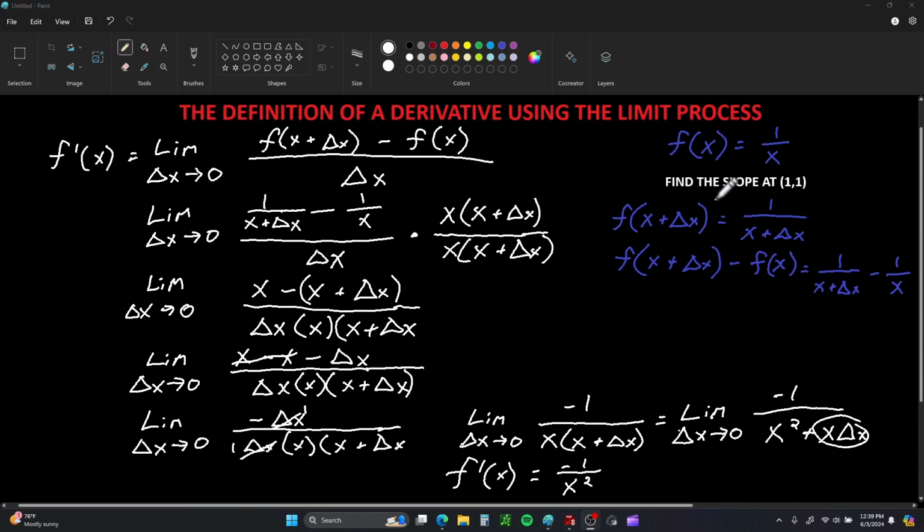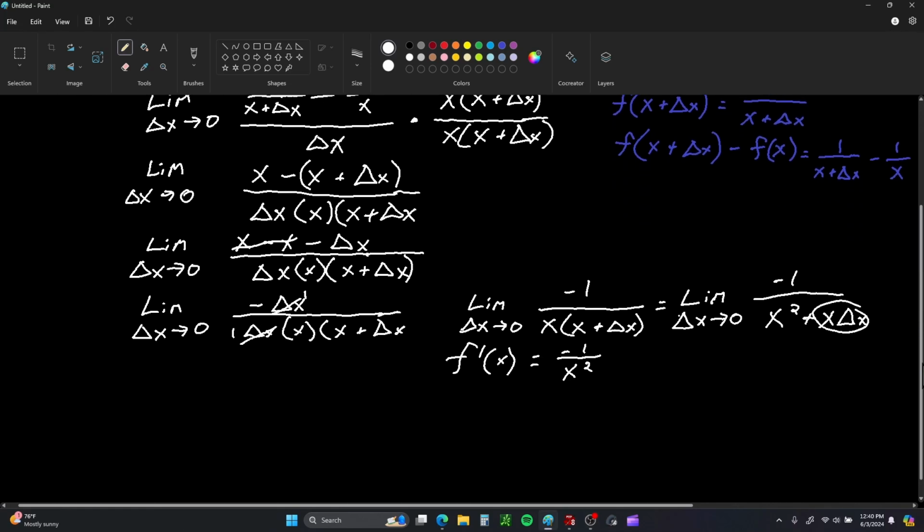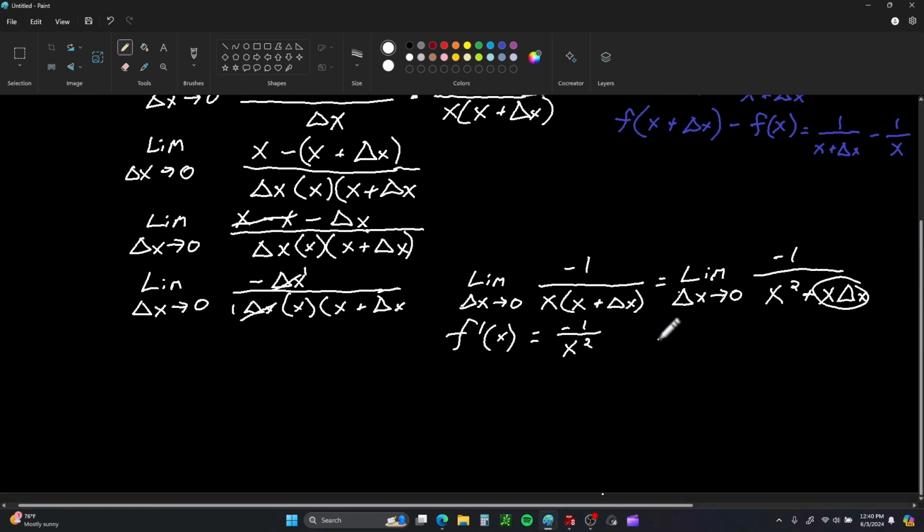And the final step, it wanted us to find the slope at 1 comma 1. So I'm going to substitute in the x over here. Well, I would have 1 over 1 squared, which is 1. So the slope is minus 1.